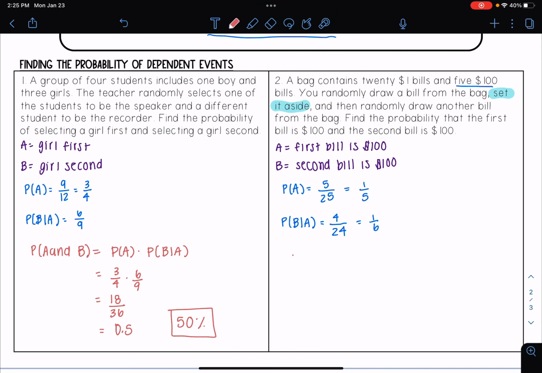And so I get that the probability of A and B is equal to the probability of A times the probability of B given A. That is 1/5 times 1/6, which is 1/30, which is approximately 0.033. So you have a 3.3% chance.